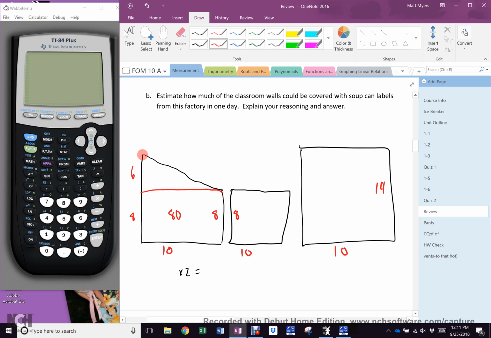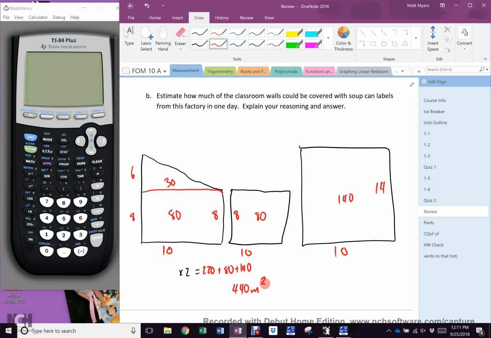80. How big is this? 6 by 10 is what? Divided by 2? 30. So how big is this whole wall? 110 times 2? 220. Is everybody cool? How big is this guy? 80. So I got to add 80. How big is this guy? 140. So I got to add 140. Is everybody cool? So now I have 440 meters squared. Yes? Everyone agree?